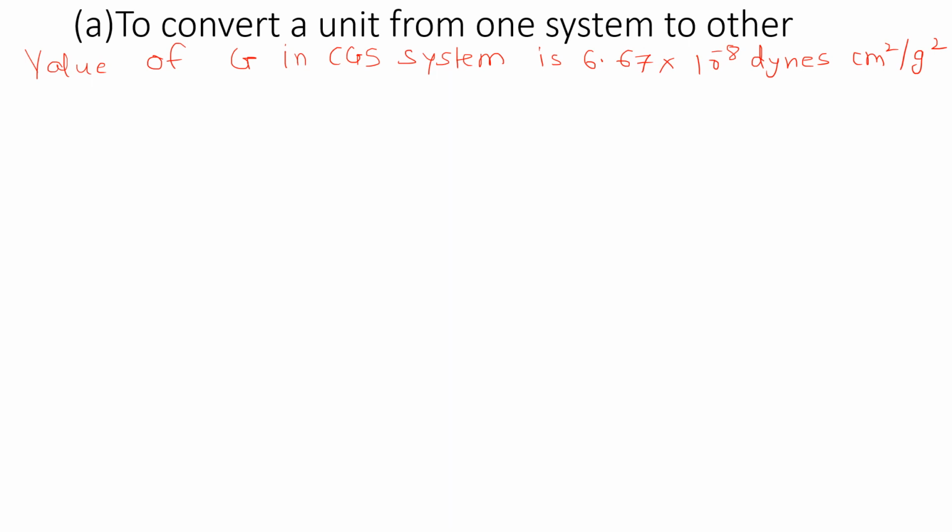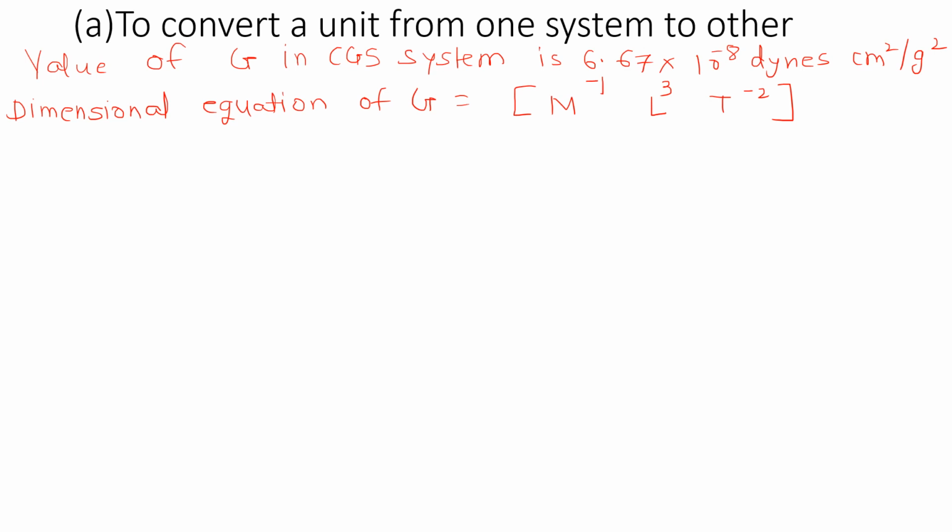The value of the gravitational constant is given in the CGS system. We want to find it in the MKS system. To begin with, we should always know the dimensional equation of the gravitational constant. The dimensional equation of G is M raised to minus 1, L raised to 3, T raised to minus 2.